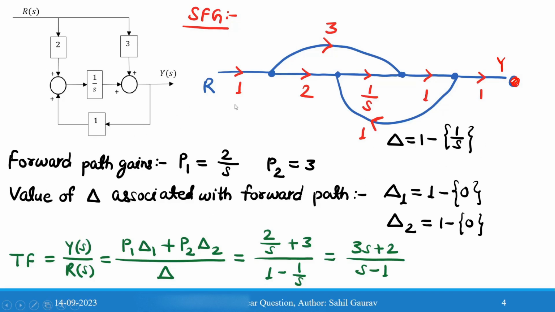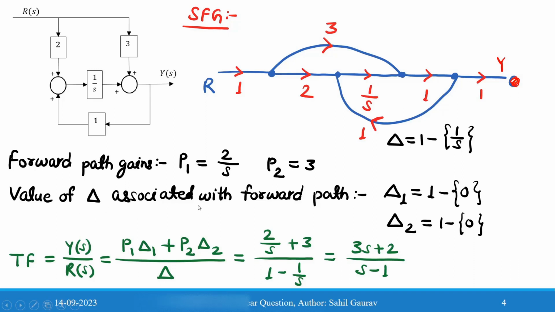And now we will find the forward path gains. There are two forward path gains here, P1 and P2. P1 is the direct straight line, 1 into 2 into 1/s into 1 into 1, which is 2/s. The second forward path, in which the 2 and 1/s are eliminated, is 1 into 3 into 1 into 1, so P2 will be 3. A forward path means a path connecting the input and output.